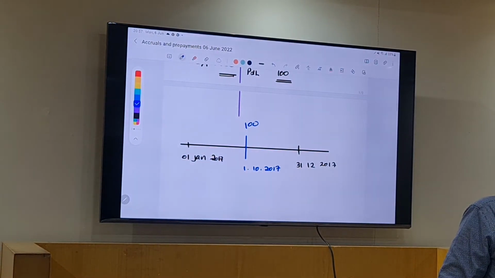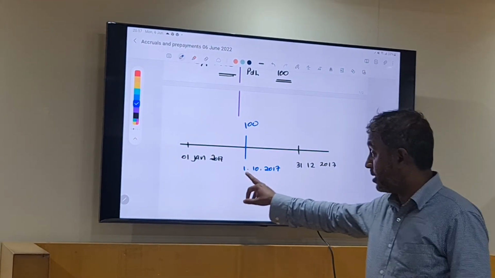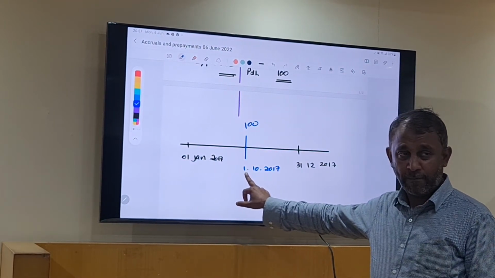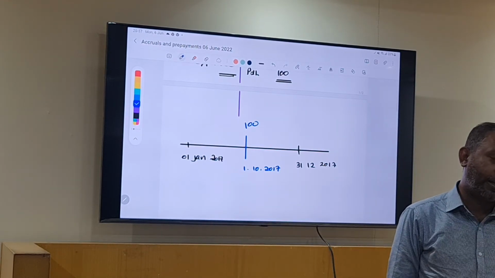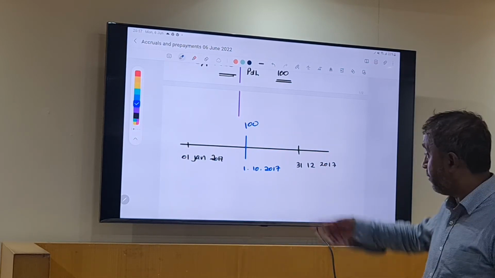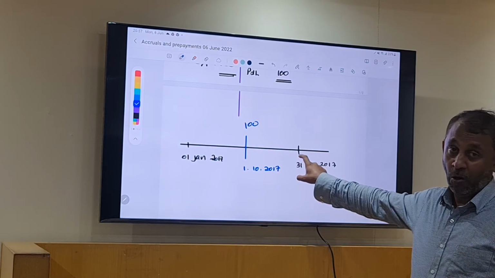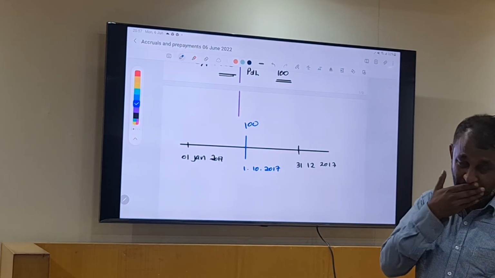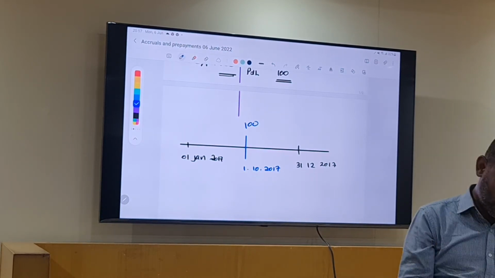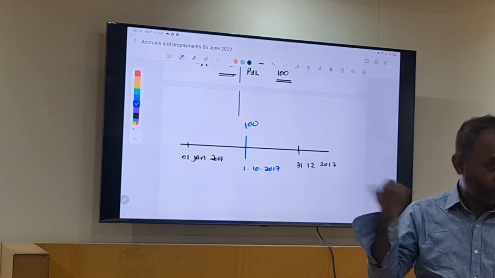Now I pay 100 for 1 year. But my period of that insurance coverage, that 1 year, starts from this date. So when will that 1 year finish? 30 September 2018. Now I prepare accounts on this date. Please tell me how much of this I should be taking to my profit and loss account, and if at all, how much I should take to the balance sheet as prepayment. Can you come up with this?